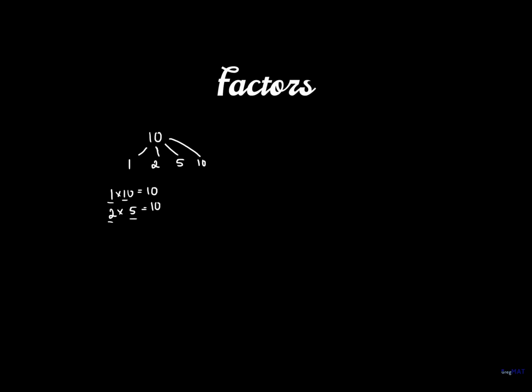Now, some of you who are more familiar with math, I know what you're already thinking. You're thinking, what about the negative numbers? So, for example, -1 times -10 is going to be 10. -2 times -5 is going to be 10. And technically, you are correct, but you have to understand that the GRE does not use negative factors.